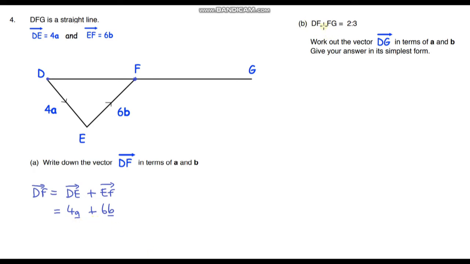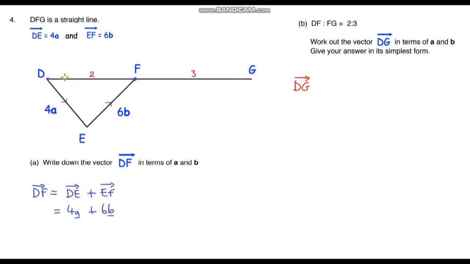Right, now the second part says the ratio of DF to FG is 2 to 3. So what that means is if this was 2 centimeters, this part would be 3 centimeters. Okay, the ratio is 2 to 3. So if this was 4, this would be 6, for example. And now it says work out the vector DG in terms of A and B and give your answer in its simplest form. So we need to work out what the vector DG is.